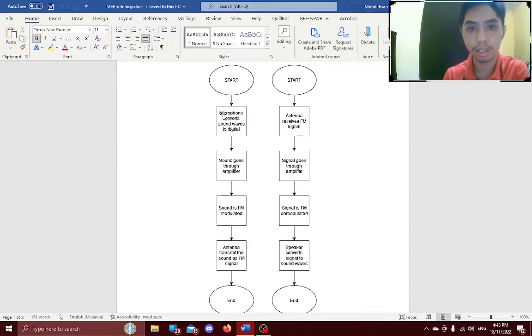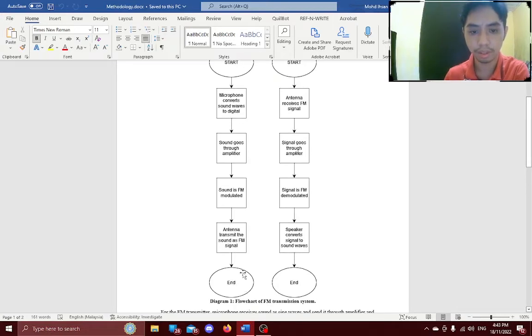It can only be processed by a receiver, an FM receiver. So that's the end for the transmitter.